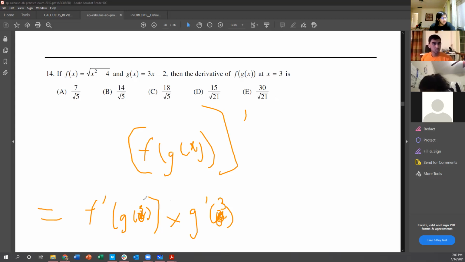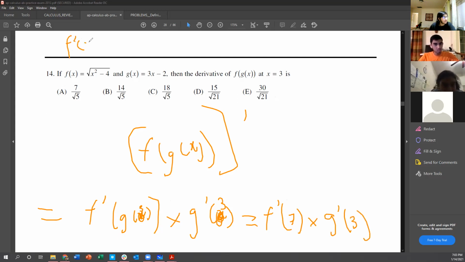So what would g of 3 be? g of 3 would be 3 times 3 is 9 minus 2 is 7. So we need to figure out f prime of 7 times g prime of 3. So now let's figure out the derivatives themselves.